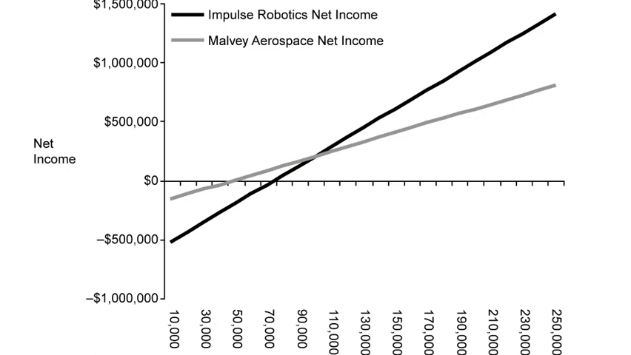At 100,000 units, they had the same net income, but Impulse Robotics had the higher fixed cost, the higher financial leverage, so as the number of units increased, their net income increased more than Malvy. But as the number of units decreased below 100,000, they had greater losses. The net income was much less.